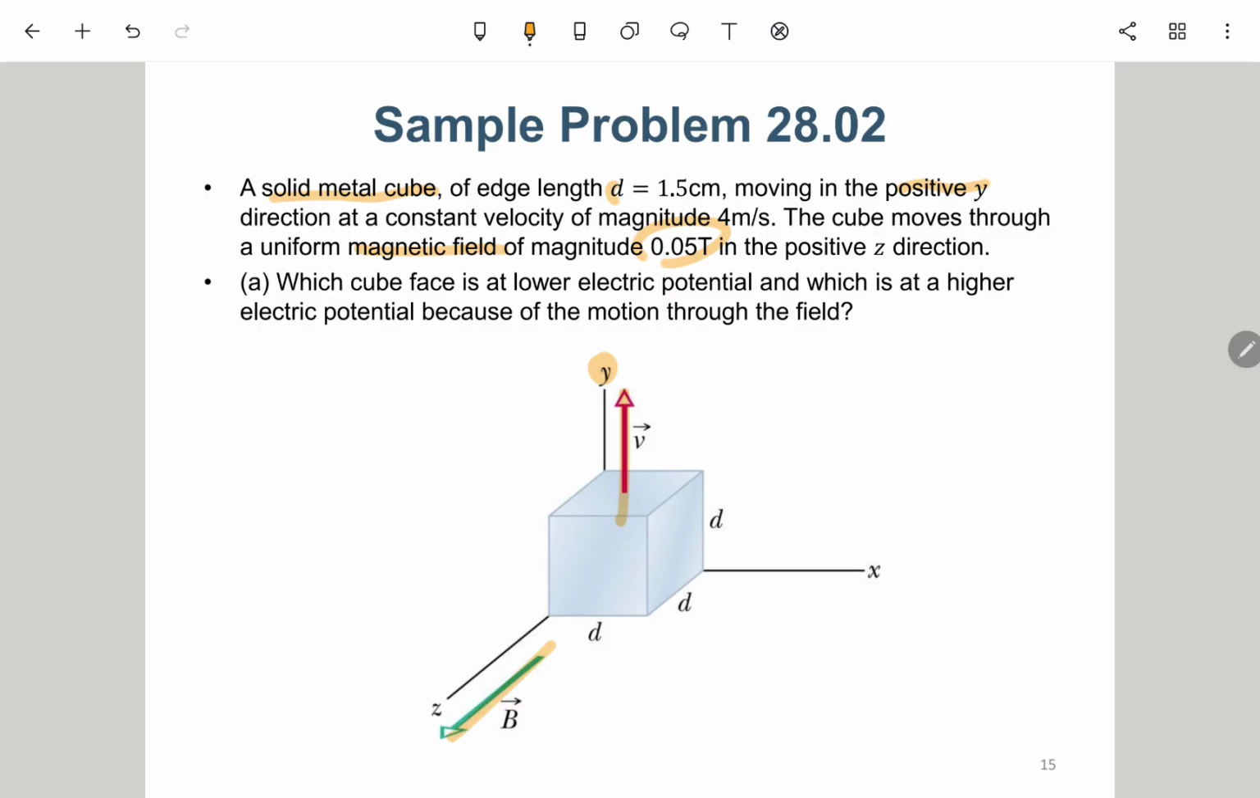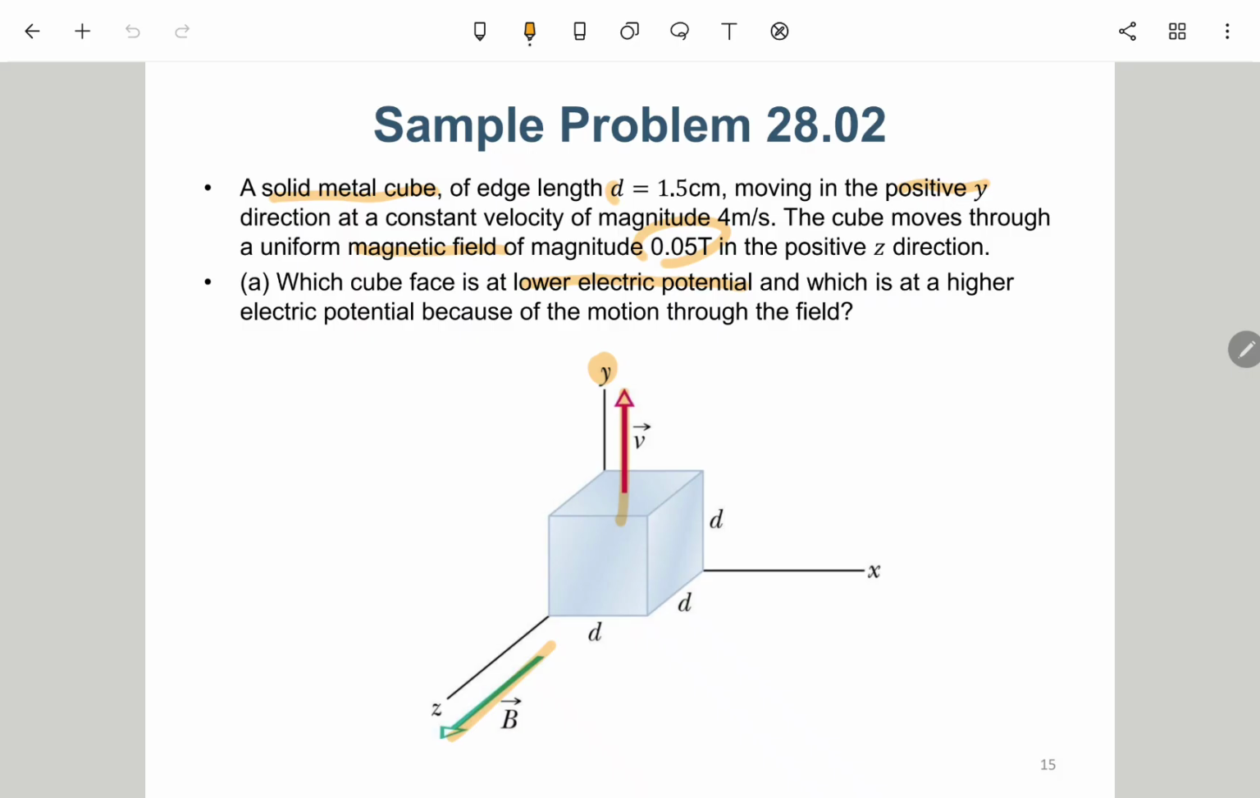So which cube face is at lower electric potential, and which is at higher electric potential? Of course, the opposite side has a higher potential. Let us first think about which side has a higher electric potential.